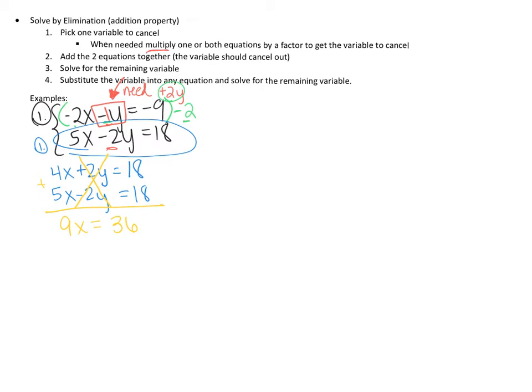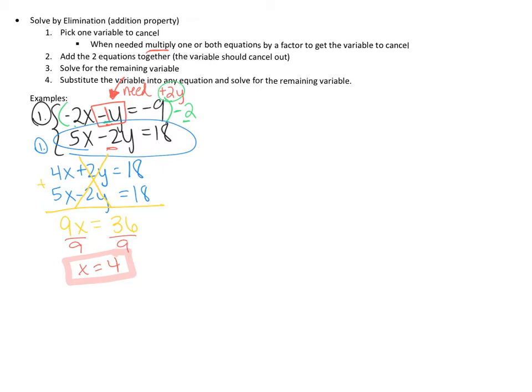So the next step says I'm going to solve for this variable, right? So all I need to do now is divide by 9, and x is equal to 4. Perfect. So now I have found my first solution. Now, even though this is not our substitution method, I do substitute at the very end.